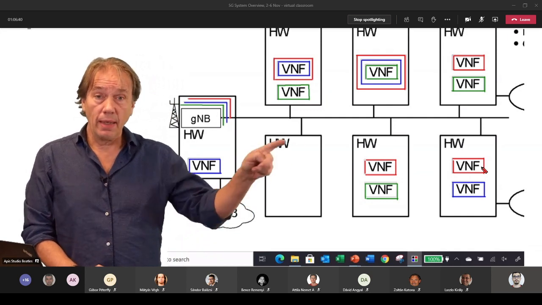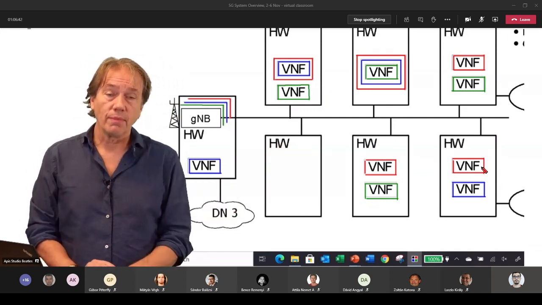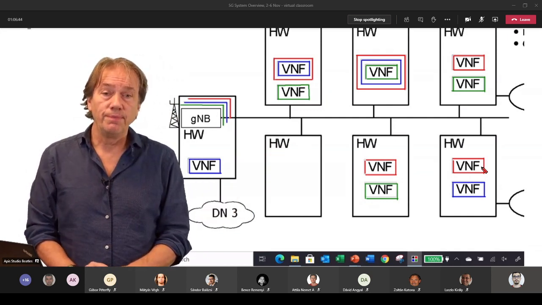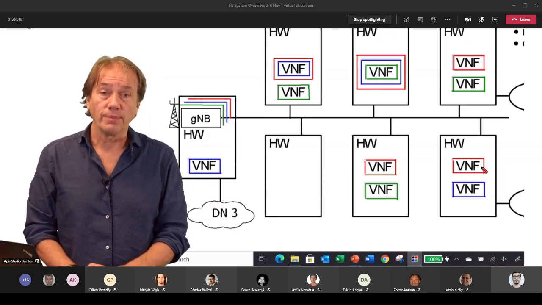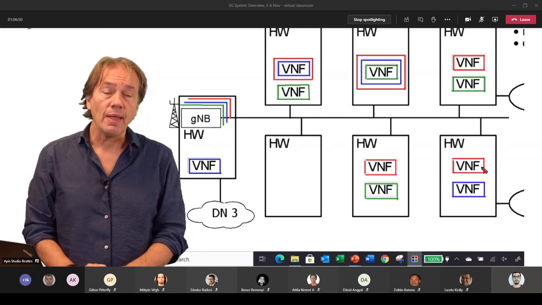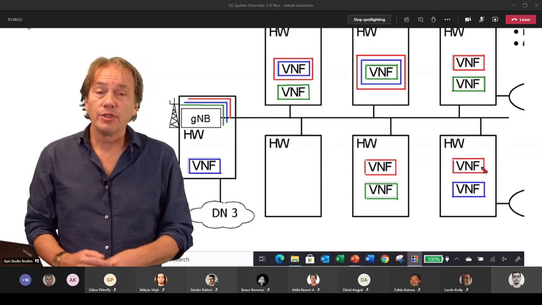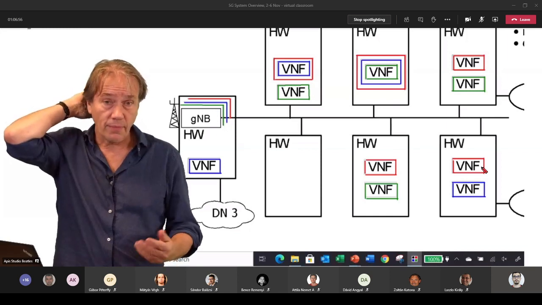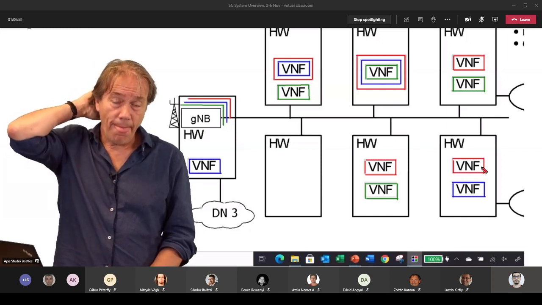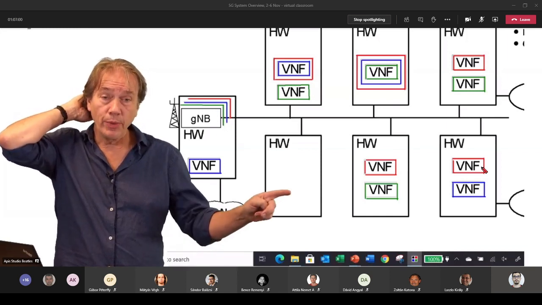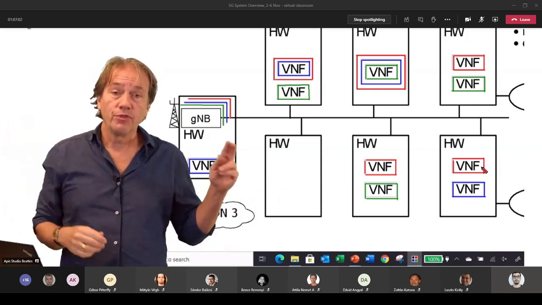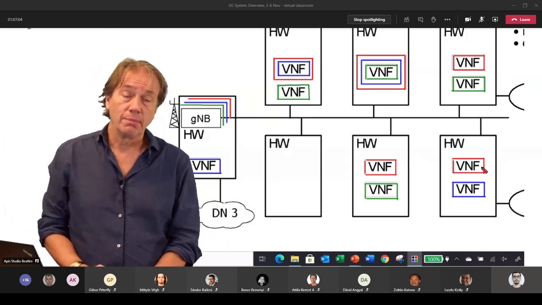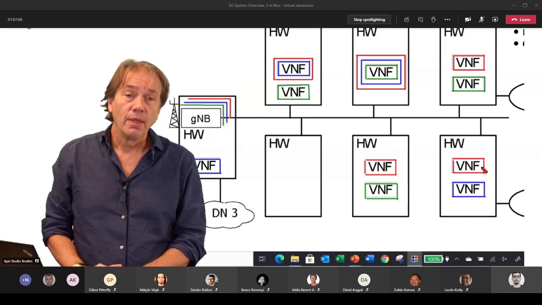Here we have a server which does not contain any virtualized network functions. So does it mean that somebody bought too many servers, or why do we have this one? Well, this could, for instance, be spare hardware capacity.